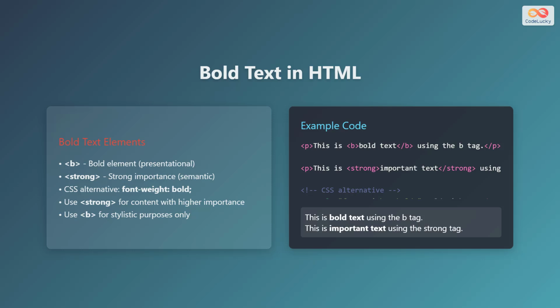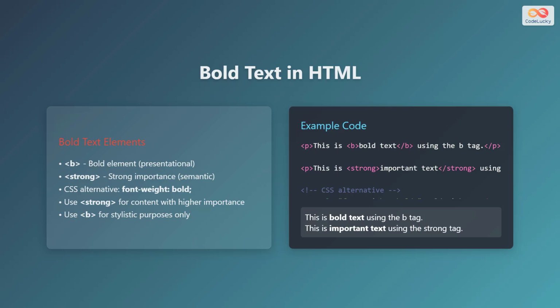Let's start with bold text in HTML. There are two main elements to make text bold. The B tag, which is a bold element and is primarily for presentational purposes. The strong tag, which indicates strong importance and has semantic meaning. You can also use CSS, or cascading style sheets, with the property font-weight: bold.